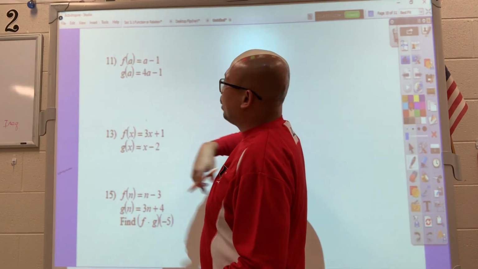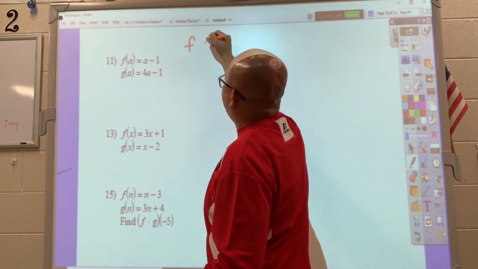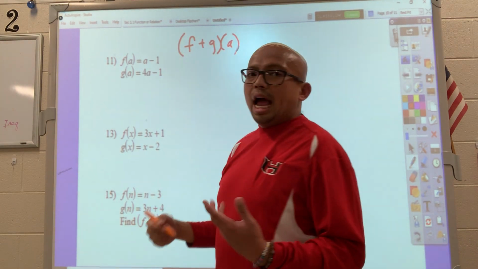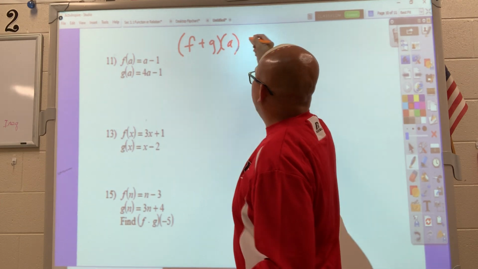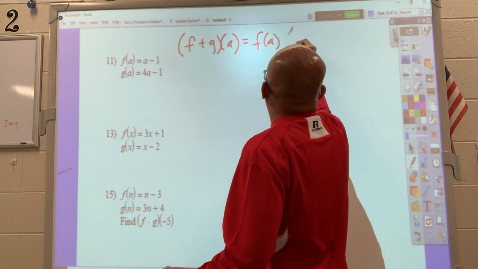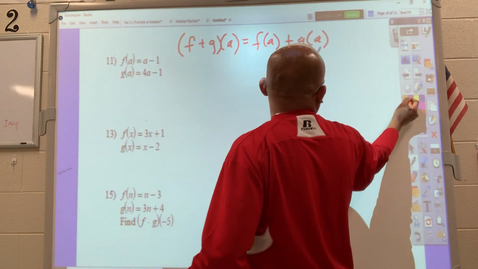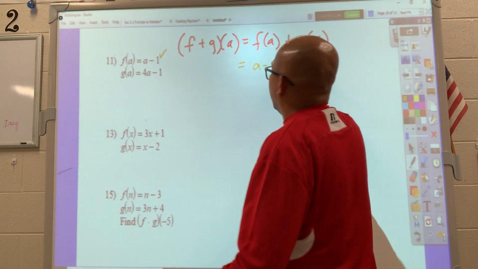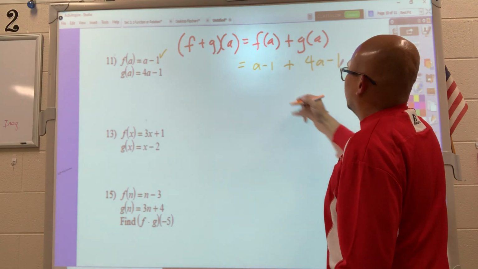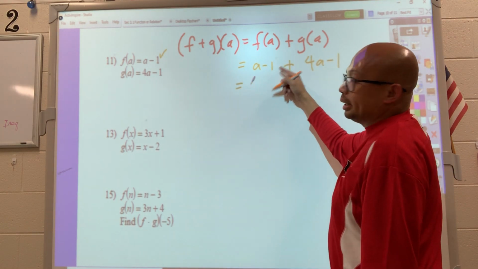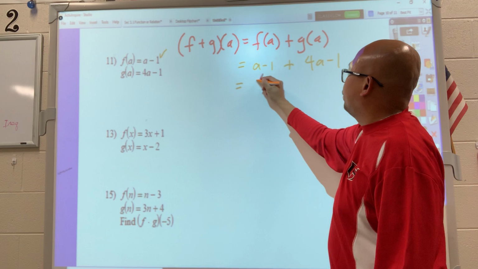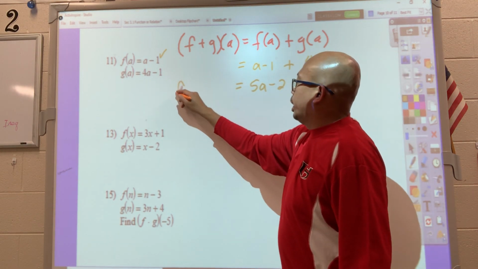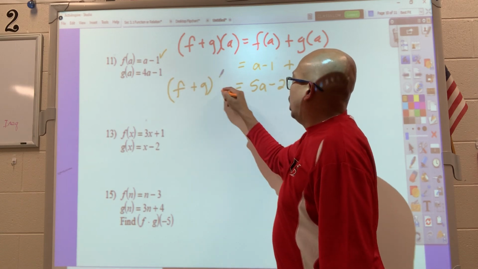All right, for number 11, let's do the f plus g of a. It means you are adding the function. So the meaning of this one is f of a plus g of a. You're going to add them. So f of a is a minus 1 from here plus 4a minus 1. So when you add them, that will combine the like terms here. A plus 4a will be 5a. Negative 1 minus 1 is negative 2. So that is your f plus g of a.